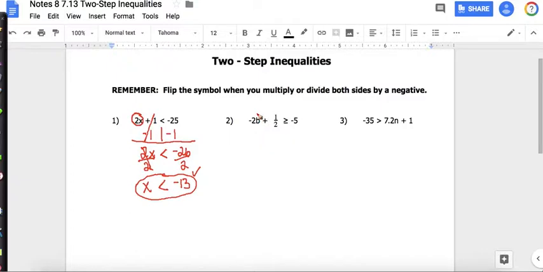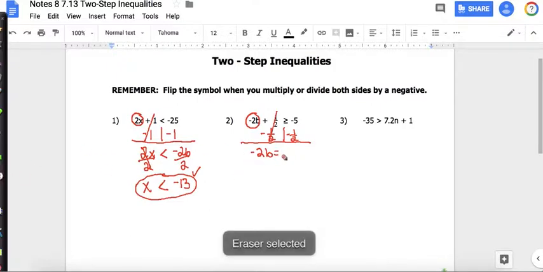So number 2, circle your variable and draw your t. The opposite of adding 1/2 would be subtracting 1/2. The 1/2s will cancel, so cross them out. Bring down your negative 2b. Oops, and I made a mistake there. I put an equal sign, but we are not doing equations, so it's negative 2b is greater than or equal to negative 5 minus 1/2. Would be negative 5 1/2, so I'm going to write negative 5 5/10, because 1/2 is 0.5 as a decimal.